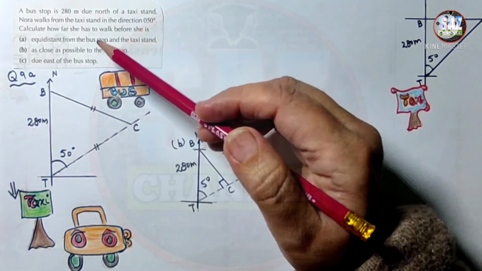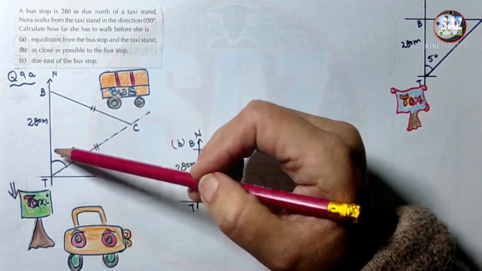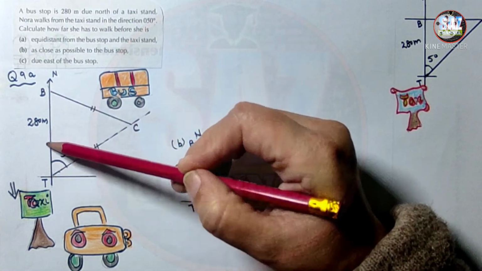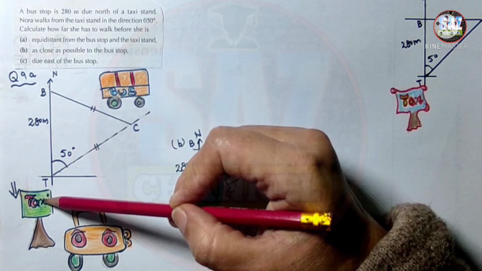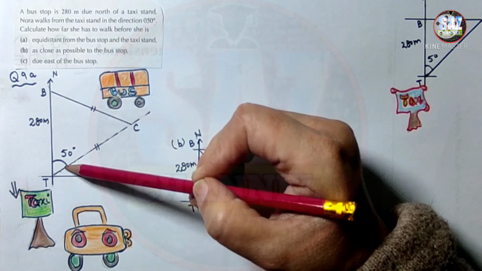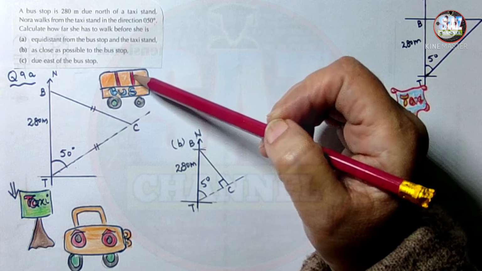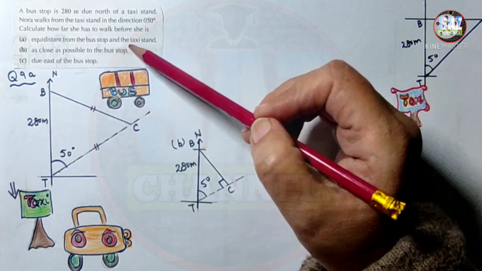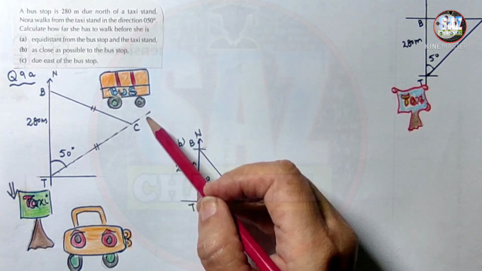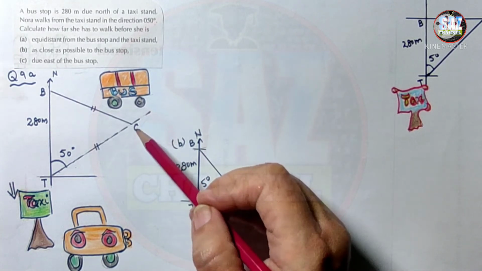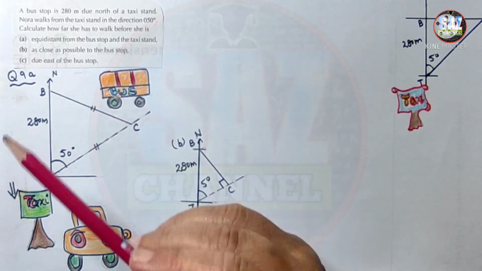So first it's important to read and understand the question. The question says that the bus stop is in the north of the taxi stand, and they are 280 meters apart. Nora starts her movement on the bearing of 050 degrees towards the bus stop, and in the first condition we have to find the position where she is equidistant from bus stop and taxi stand. Suppose this is the position where she stops. If she is at equal distance from bus stop and taxi stand, it means that the CT distance and the CP distance will be the same.